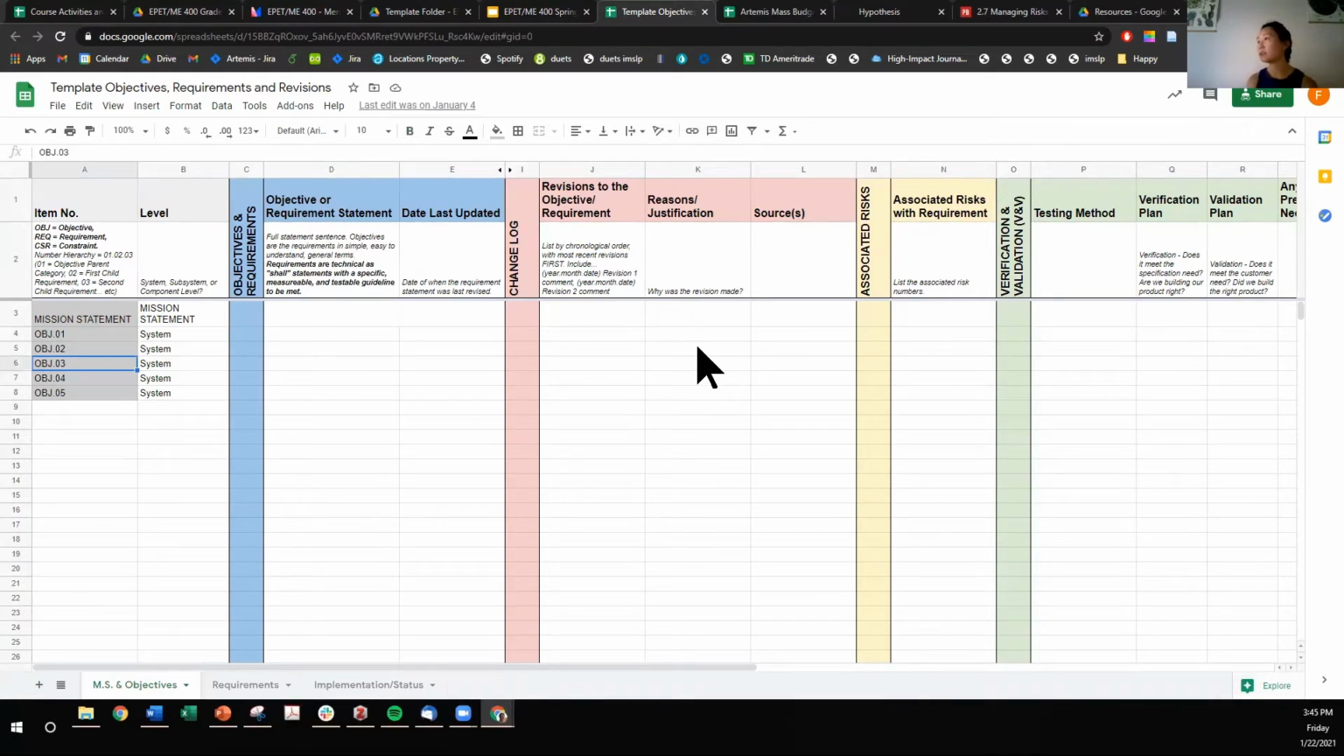Then what you want to do, if there are any revisions, is put them here. So what the revision is, the reason why there's a revision, and then any sources that you drew that change from. You can also put in associated risks, and then your testing methods.